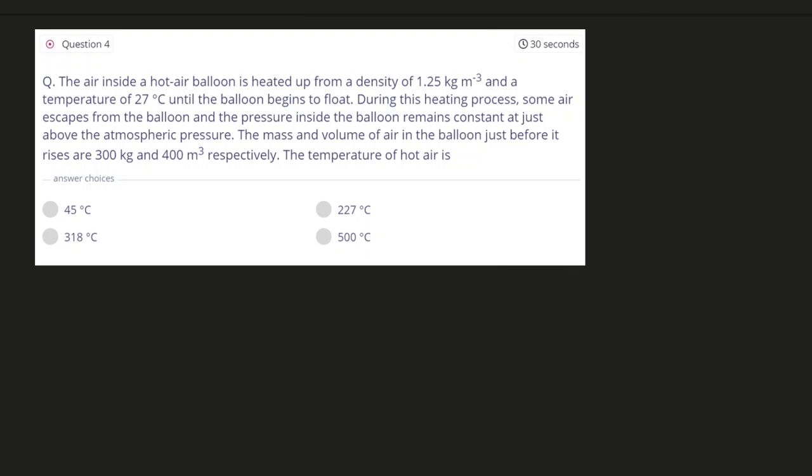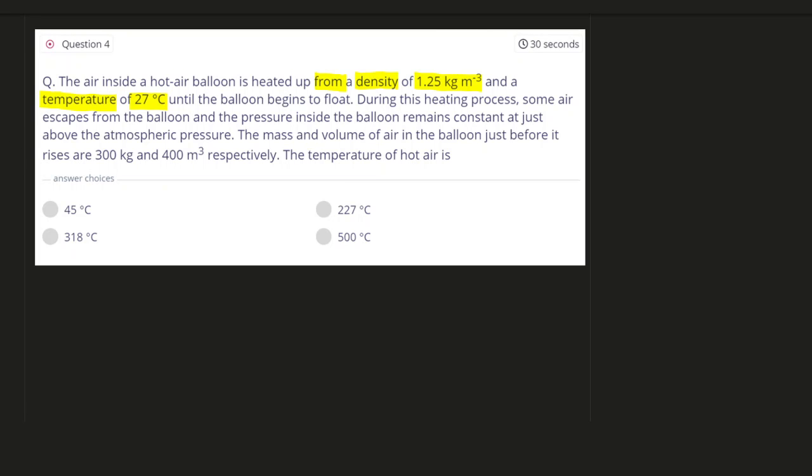Question 4. The air inside a hot air balloon is heated up from a density. So this is the initial state. The initial density is 1.25 kg per meter cube. From a density means initially it has a density of 1.25 kg per meter cube and a temperature of 27 degrees Celsius. This is the initial temperature. It's heated up from this initial state until the balloon begins to float. So until the balloon begins to float, probably that's the final situation. We're not sure, but let's see.